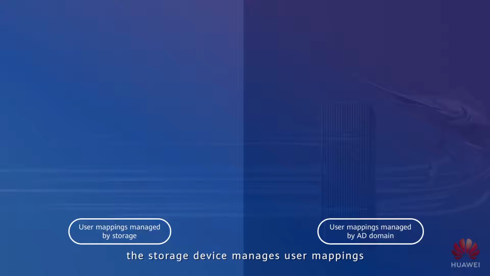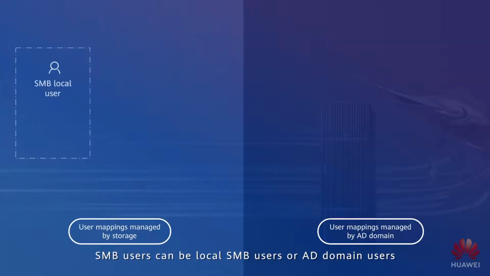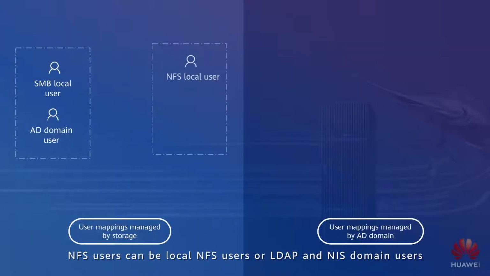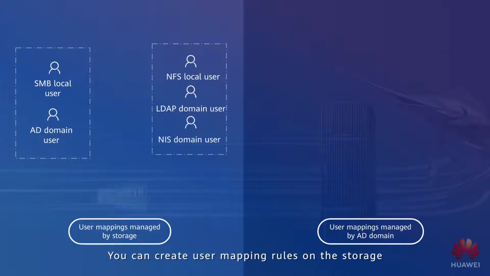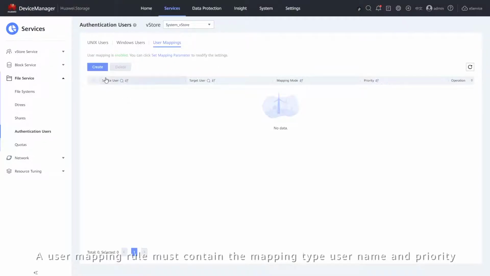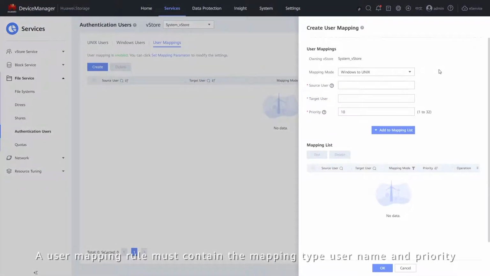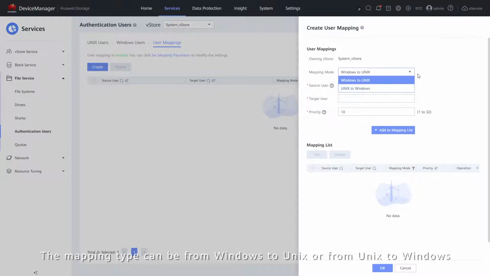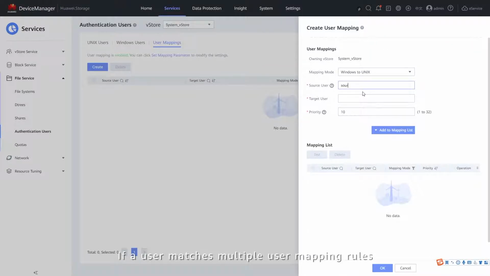In the first mode, the storage device manages user mappings. SMB users can be local SMB users or AD domain users. NFS users can be the local NFS users or LDAP and NIS domain users. You can create user mapping rules on the storage device to associate SMB users with NFS users. A user mapping rule must contain the mapping type, user name, and priority. The mapping type can be from Windows to Unix or from Unix to Windows.